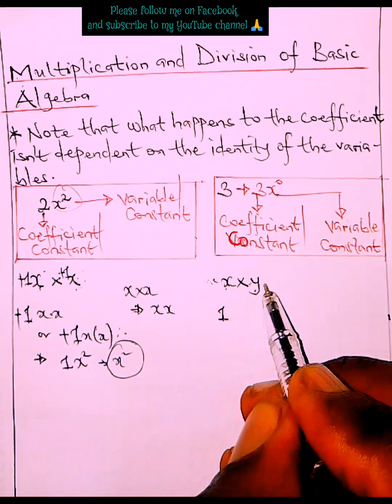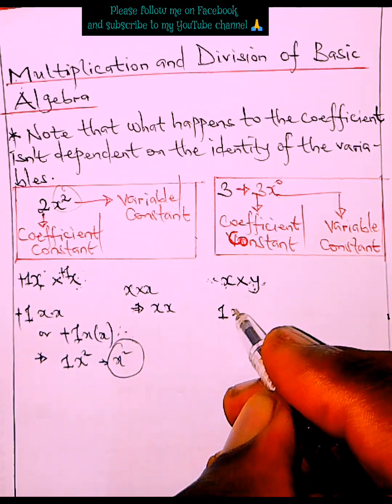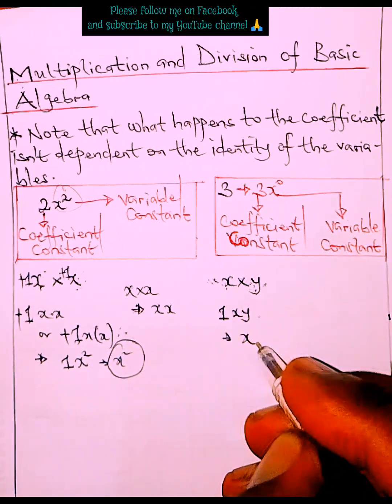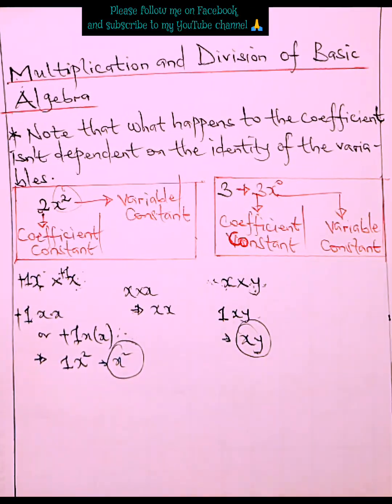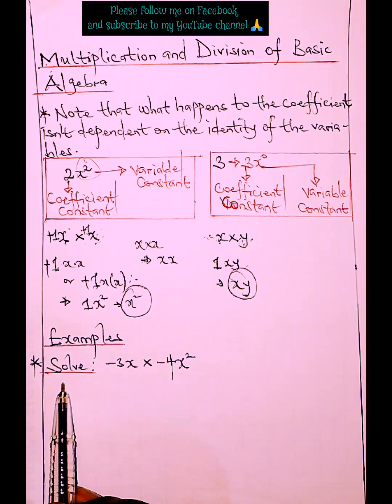Now, these two variables are not the same. So what we just have to do is bring them together side by side, xy. So x times y is the same thing as xy. So that is that for that. Okay, there's a first major worked example.